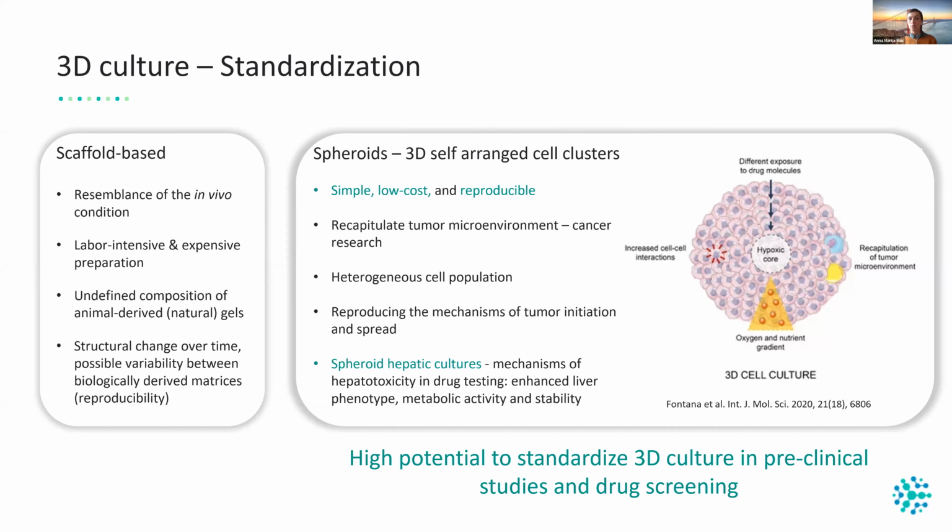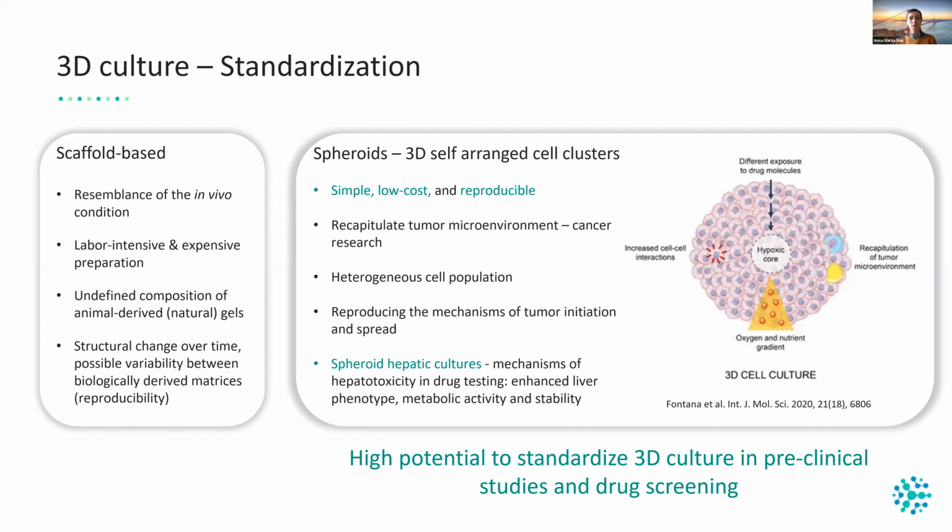Spheroids can recapitulate the tumor environment, which makes them a perfect model in cancer research. For example, here you can see a spheroid with proliferating cells on the outer layer and a hypoxic core with dead, necrotic cells. So they show a heterogeneous cell population, which mimics the tumor microenvironment. Spheroids can also reproduce the mechanism of tumor initiation and spread. So spheroids are a perfect model for cancer research.